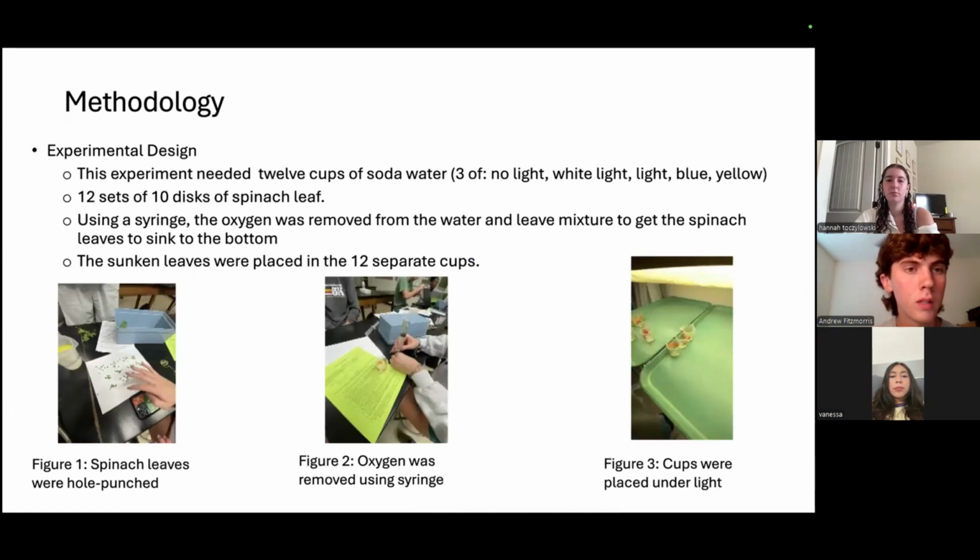For the experimental design, the experiment needed 12 cups of soda water, and they were separated into groups of three with different types of light. We also needed 12 sets of 10 discs of spinach leaves. Using a syringe, the oxygen was removed from the water and leaf mixture to get the spinach leaves to sink to the bottom. Then the sunken leaves were placed in the 12 separate cups, where we put them under different kinds of lights to see how the oxygen got back into the cups.